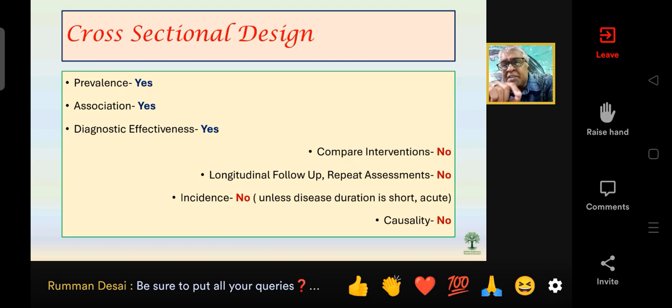If your question is looking at comparing interventions, rule out a cross-sectional design. If it's looking at follow-up, repeat assessments, longitudinal data, no cross-sectional design. If it's looking at causality, no cross-sectional design. If your question says, I want to understand the prevalence, think of a cross-sectional design. I want to look at an association, think of a cross-sectional design. I want to look at diagnostic effectiveness of tests, think of a cross-sectional design.